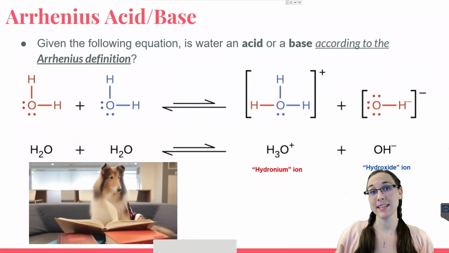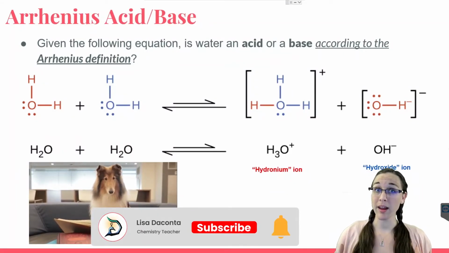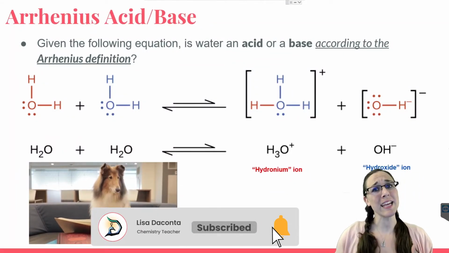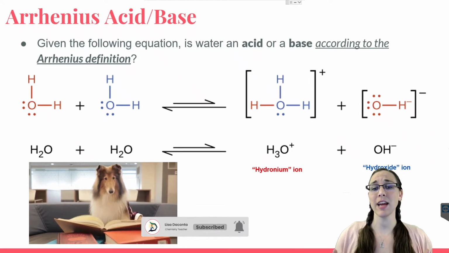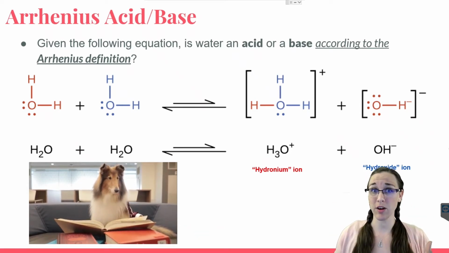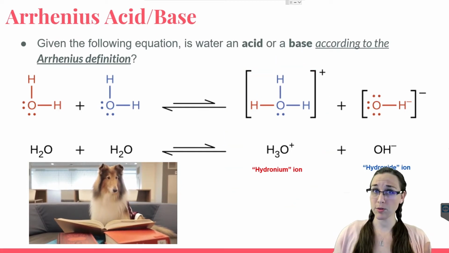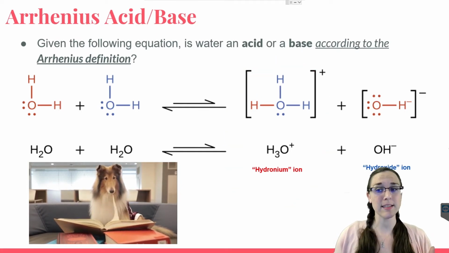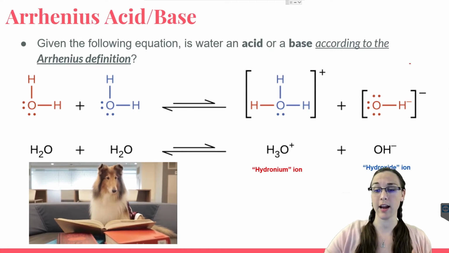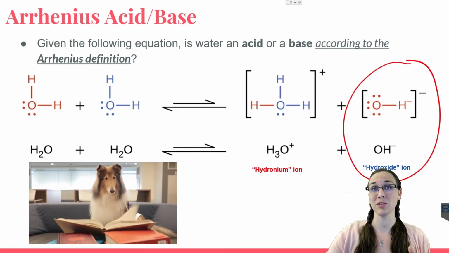In the previous lesson on acids and bases, part 1, we learned that according to Arrhenius, an acid is something that creates hydronium ion when dissolved in water. That's H3O+, this guy right here. And according to Arrhenius, something that's a base is something that would produce hydroxide ions, OH-, in solution.